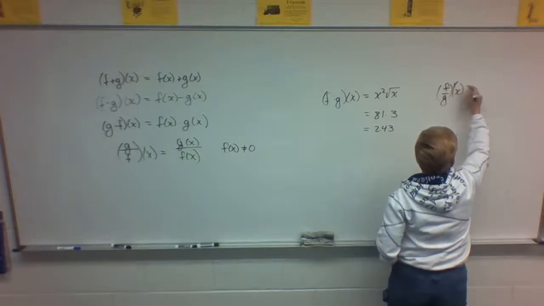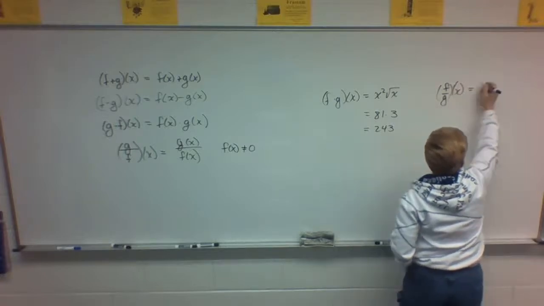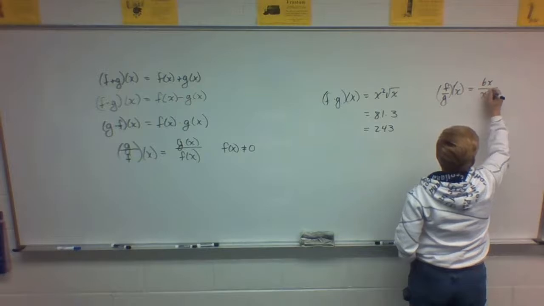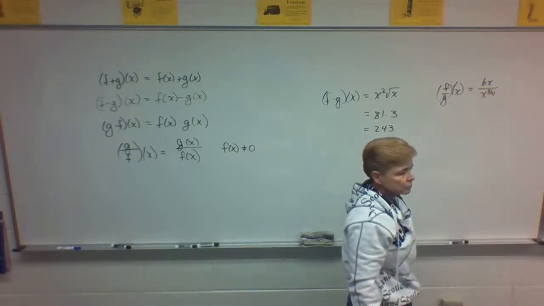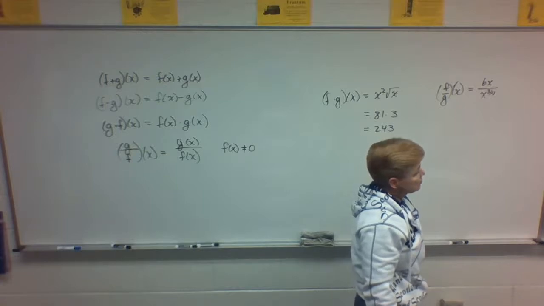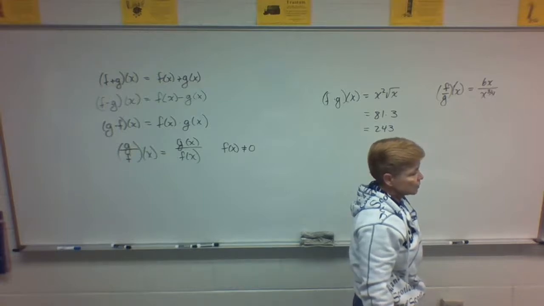Pretend that's a parenthesis. 6x over x to the 3/4. Right? X can't be 0. But we can simplify this one. If you think about it, we can.